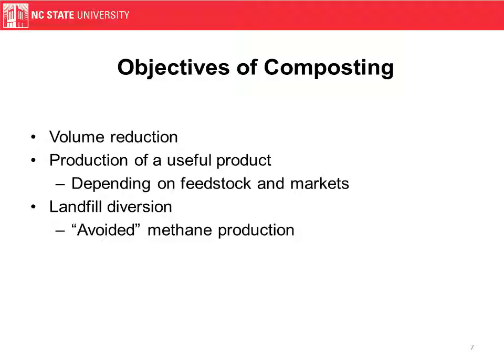So what are the objectives of composting? Why do we do this? We want to reduce the volume of waste that we're handling, and you get a useful product out of it. Also, it is one of the better ways to divert organic material from a landfill, and we can avoid some of the methane emissions that go on in a landfill, because that's an anaerobic environment. We get methane production. The goal of composting as an aerobic process is to produce carbon dioxide instead, which is a less potent greenhouse gas.